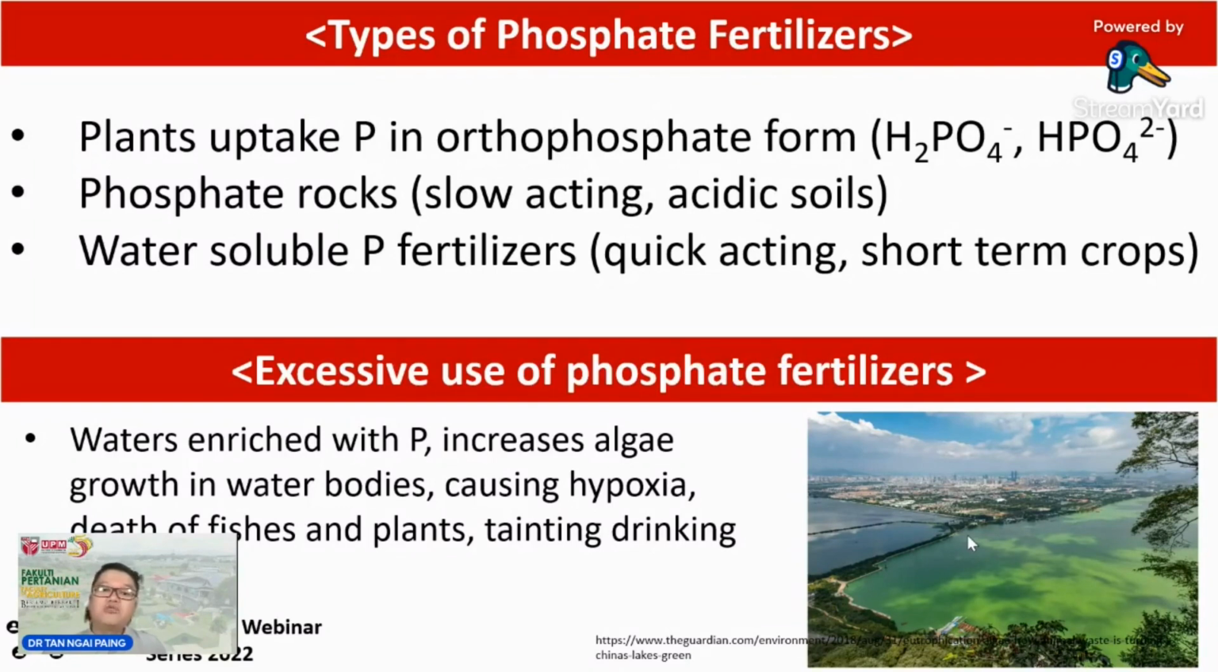It is much more slow acting, and it can only be applied to soil which is acidic. So when you buy a fertilizer, make sure you know what you need to add, whether it is water-soluble P or phosphate rock. Of course, excessive use of phosphate fertilizer also happens. People use a lot of phosphate, resulting in water pollution, which causes the death of fish and plants, and also makes our water undrinkable.